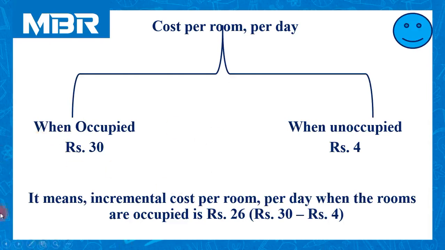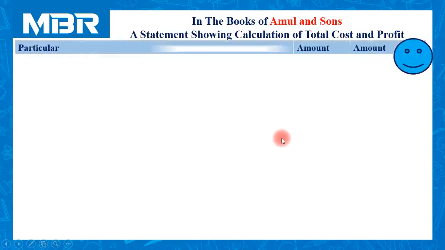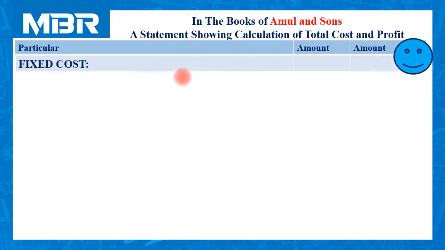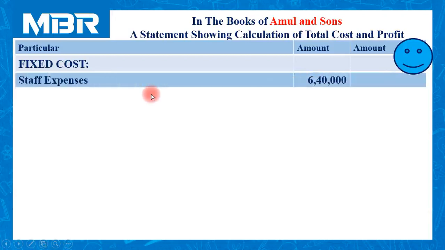Now, with this understanding, let us move to the statement of cost. As per the information provided by the examiner in the question, everything is straightforward. So let us insert all the details properly. First of all, we will insert all fixed cost given to us. The first and foremost cost is staff expenses, rupees 6,40,000 incurred by the Amul and Sons.